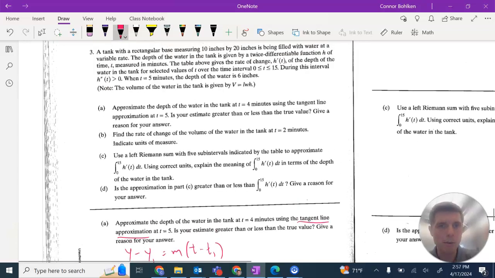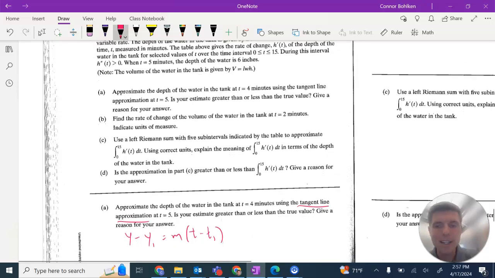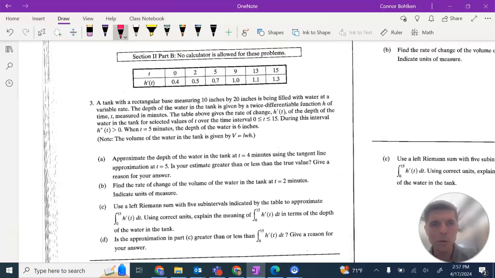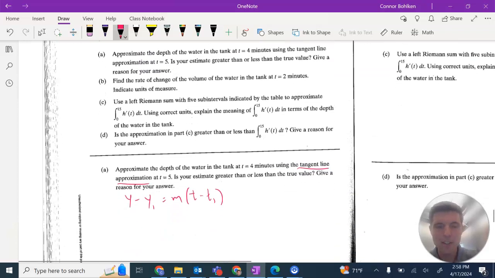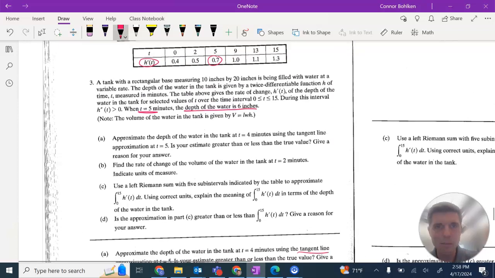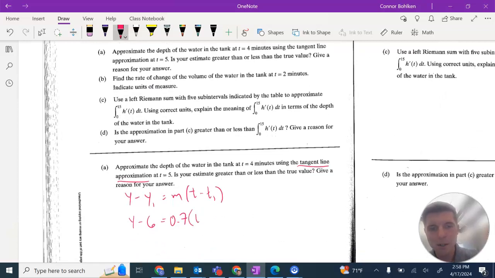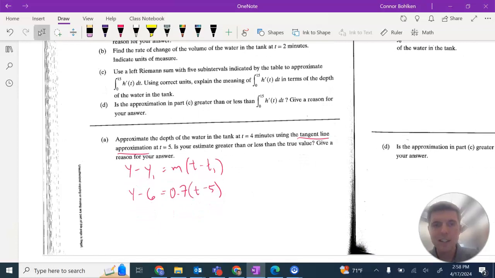It'll give us the same result, so we're good. But we use the stuff from the problem here. So it says, if I'm making this at t equals 5, then my slope, h prime, is 0.7. My time is 5, and my depth is 6. So my depth is 6, that's my output. My slope, 0.7, that's h prime, right? That's in the table. And then my input was 5. There's my tangent line, and then it says approximate it at 4 minutes. So that's going to be the t value I plug in.